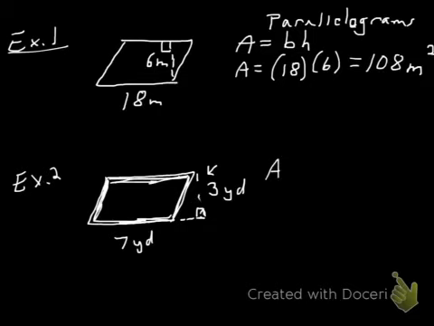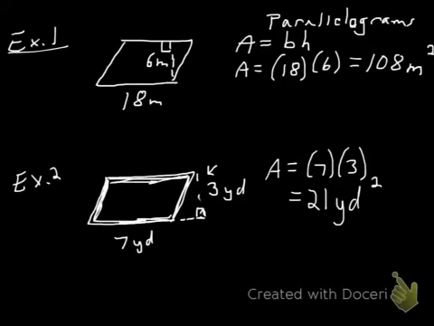So we are still doing the base, which is 7, and the height, which is 3. It's the one with the right angle. You multiply those, you get 21. Put your yards squared. Always put the exponent.